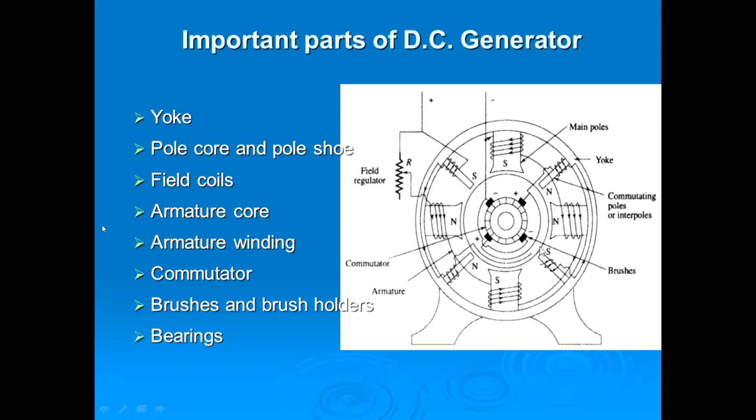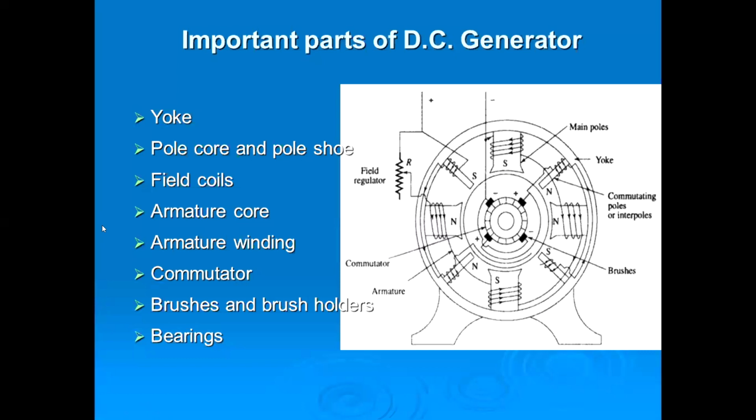This is the cross-sectional view of the DC generator. So this is the yoke. This is the outer frame. This is the yoke. You are able to see my cursor. This is the yoke. Yes, sir, it's visible.